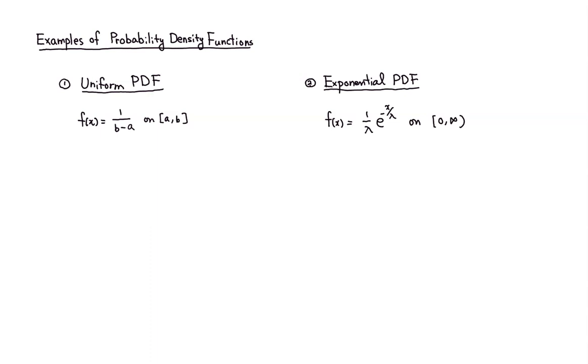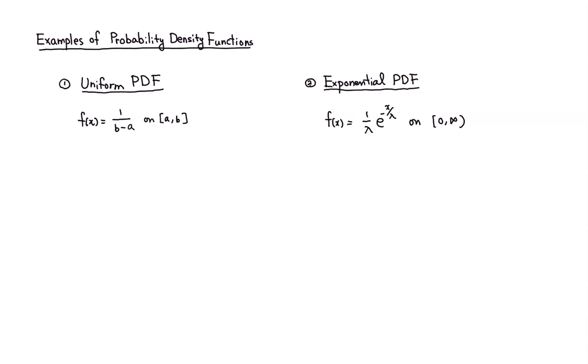All right, let's look at the examples of probability density functions. There are two examples we're going to go over. First one is called the uniform probability density function, and the second one is an exponential probability density function. The uniform probability density function is actually a constant function. If it's defined on the interval from a to b, the constant has to be 1 over b minus a.